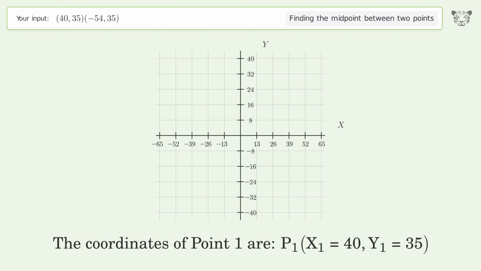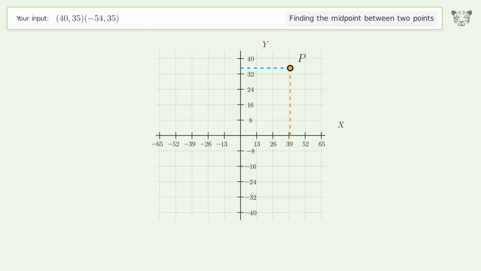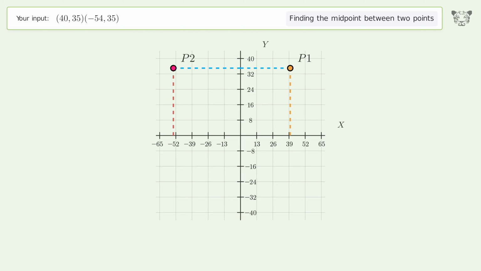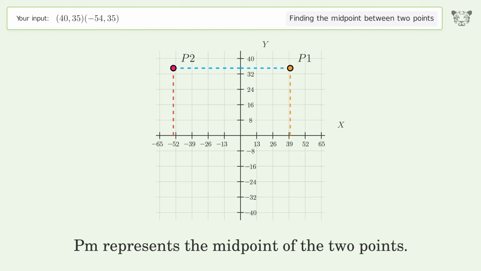The coordinates of point 1 are, x1 equals 40, y1 equals 35. The coordinates of point 2 are, x2 equals -54, y2 equals 35. PM represents the midpoint of the 2 points.